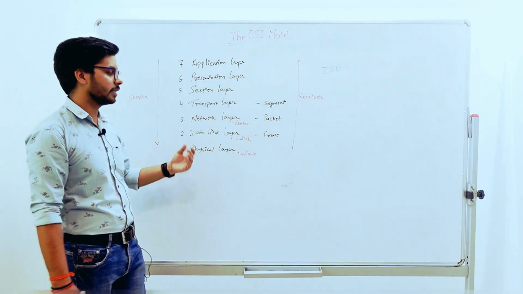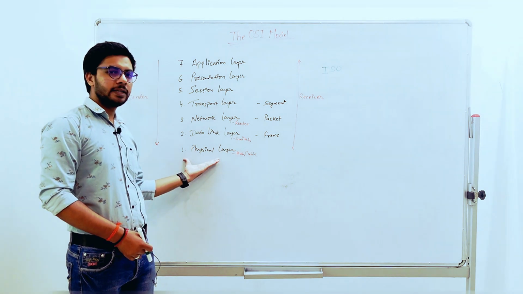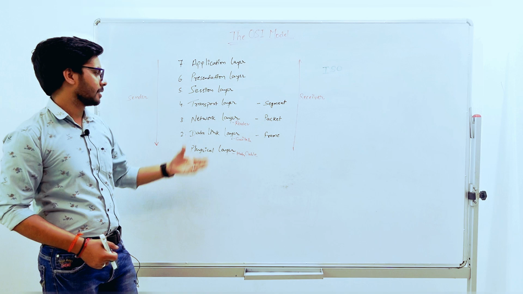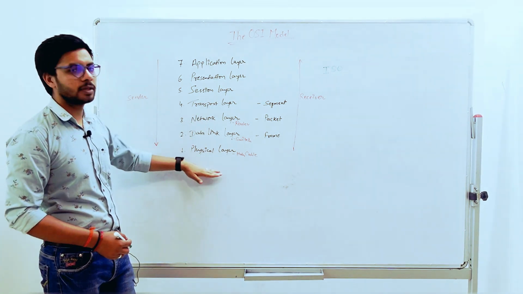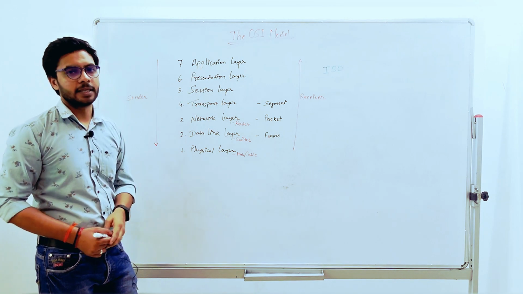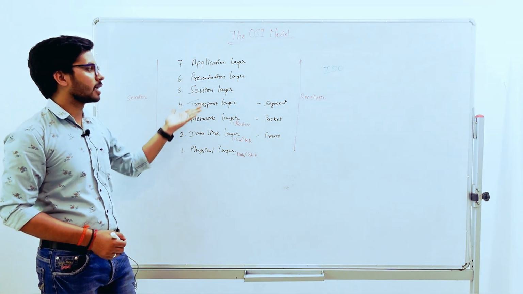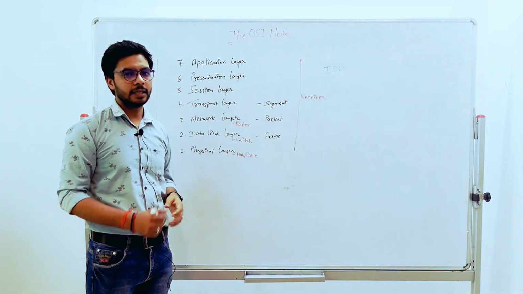So what is layer 1? Layer 1 would be your physical layer. What is layer 2? Layer 2 would be your data link layer. Layer 3 would be your network layer. In that sequence, we have all the layers from physical to application. Now we'll see what the task of each individual layer is, and why we use these layers.